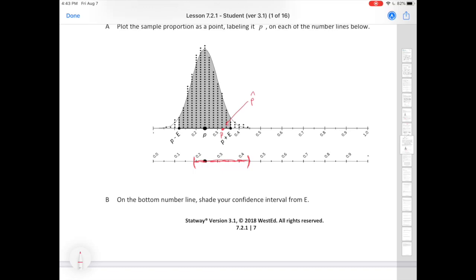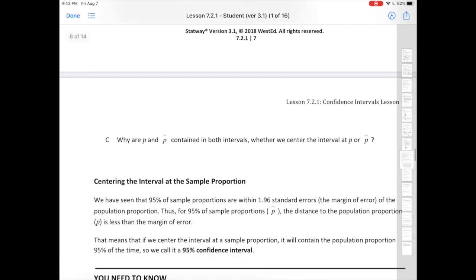Oh, I forgot to put the P hat in there. Remember, P hat is 0.32. So this would be our P hat. And then this would be our P. All right, let's move on.